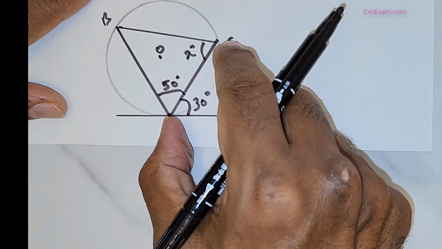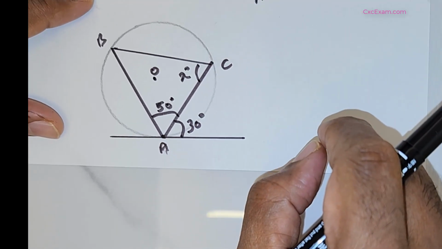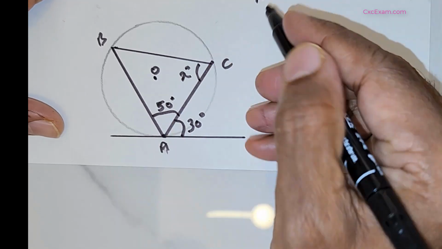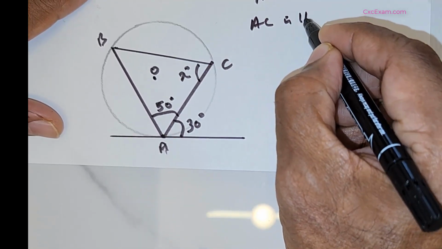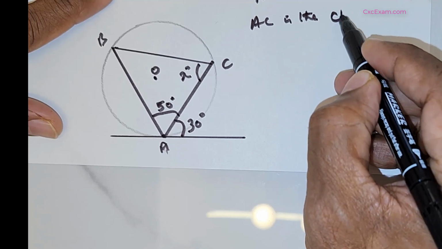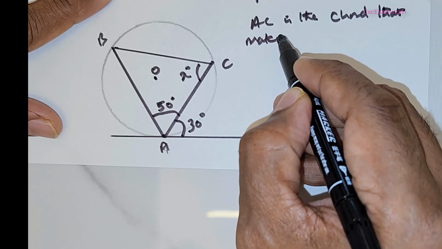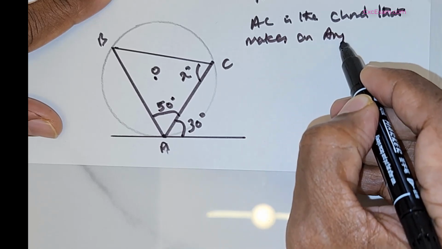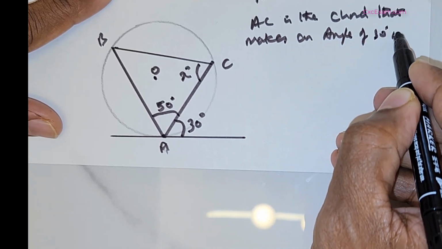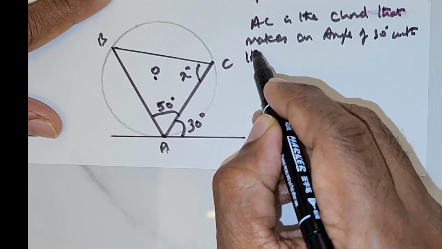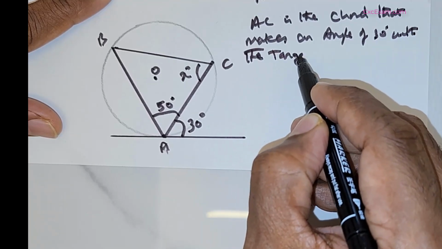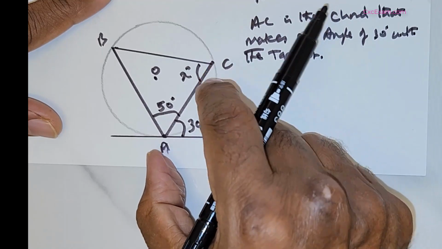Now if you were to observe this, I hope you're able to see it. AC is the chord that makes an angle of 30 degree with the tangent, right?